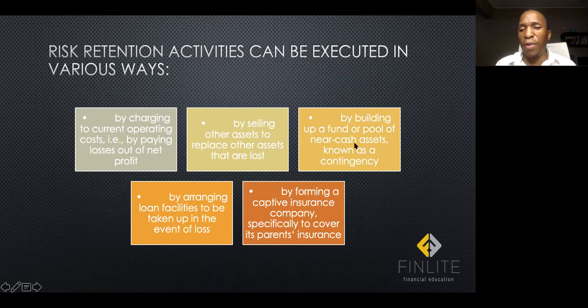By building up a fund or pool of near-cash assets known as a contingency fund, should something happen, we have a reserve that is set aside. That is another method of risk retention.